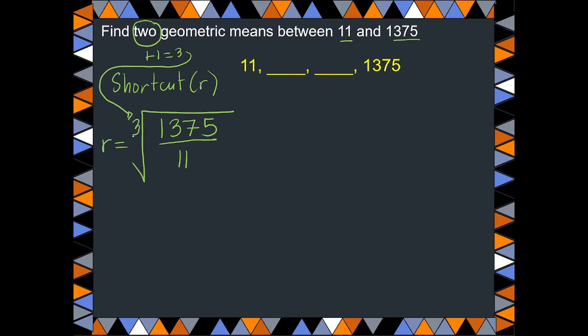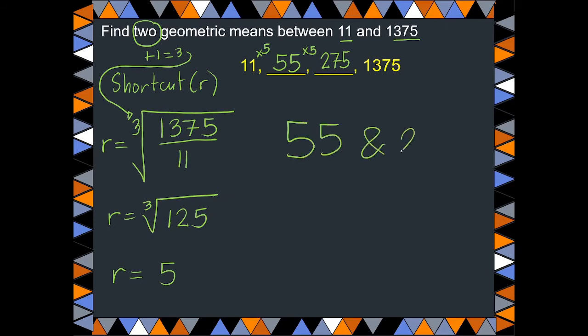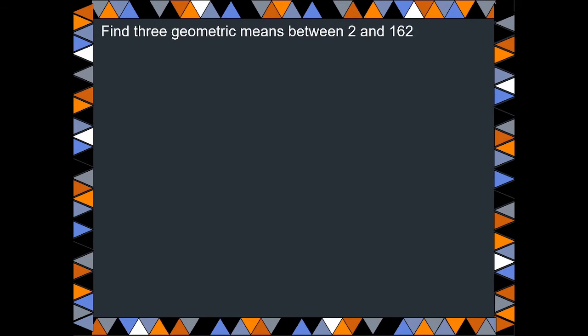Do you get the shortcut? Okay, what is 1,375 divided by 11? 125. What is 125 taking its cube root? 5. Okay, let's go back to our given. Times 5, how much? 55. Right? Multiply this by 5. How much do we get? And then you multiply times 5 again. Is it 1,375? Therefore, our answer will be 55 and 275.